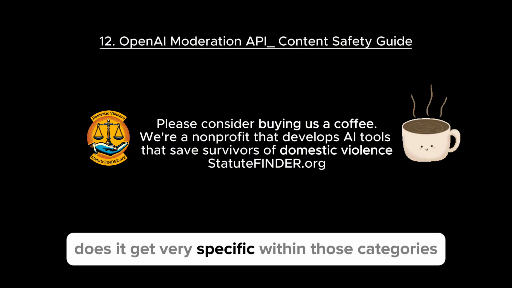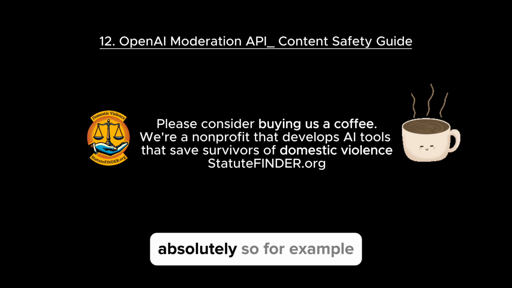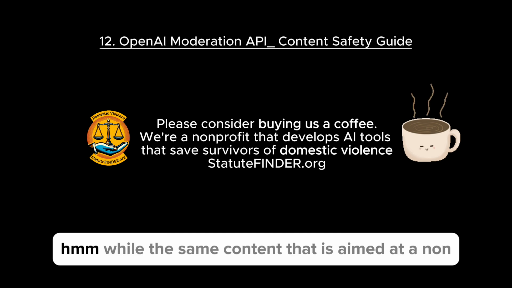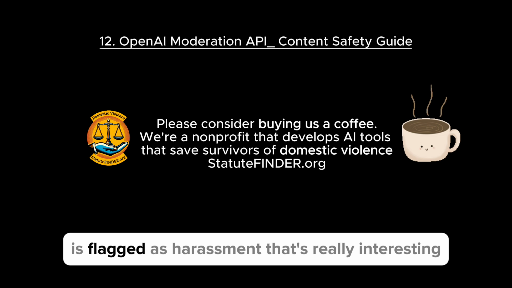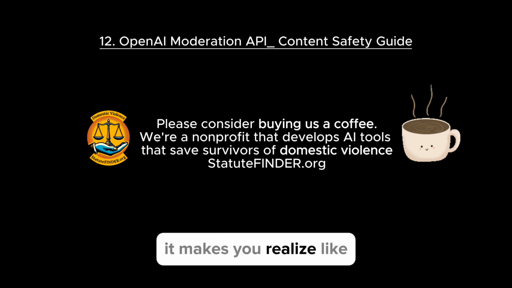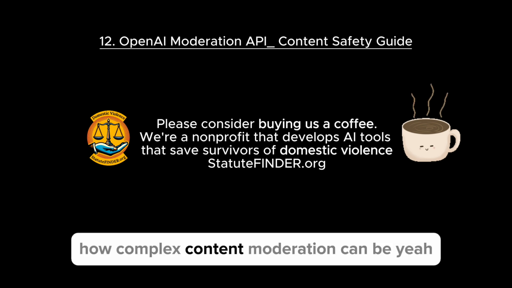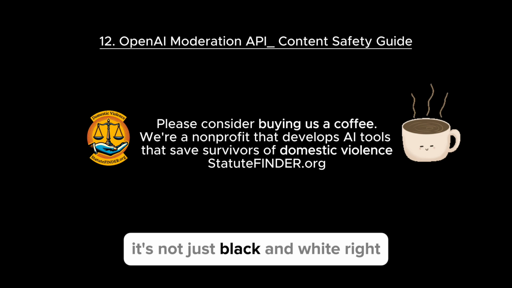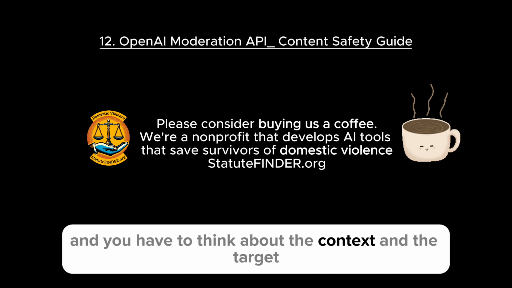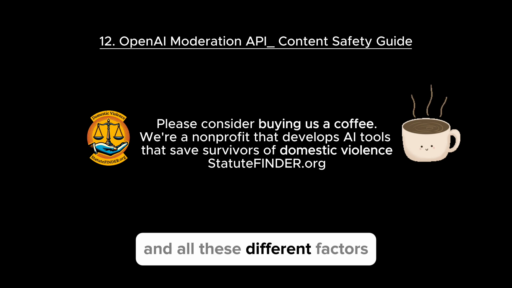Does it get very specific within those categories? Absolutely. So, for example, hate speech that is aimed at a protected group is classified as hate, while the same content aimed at a non-protected group is flagged as harassment. That's really interesting. That's a really nuanced distinction. It is. It makes you realize how complex content moderation can be. It's not just black and white. There's a lot of gray area. Exactly. And you have to think about the context and the target, and it's all about these different factors.